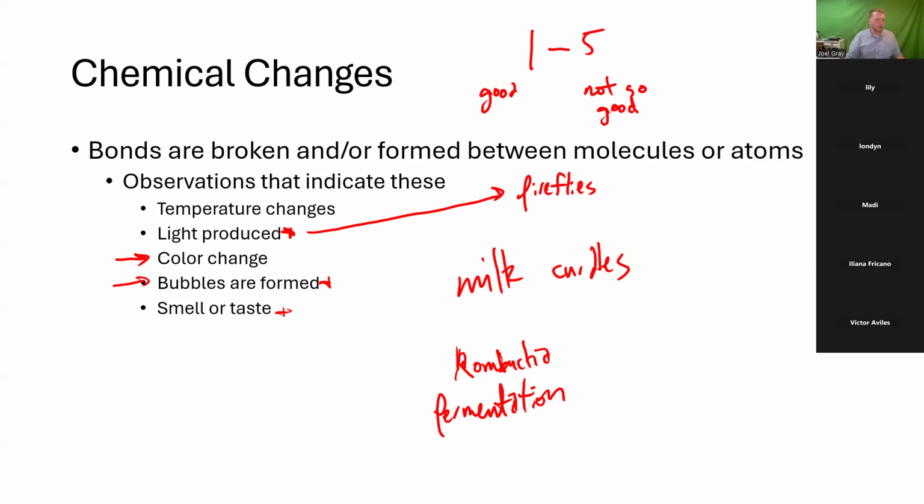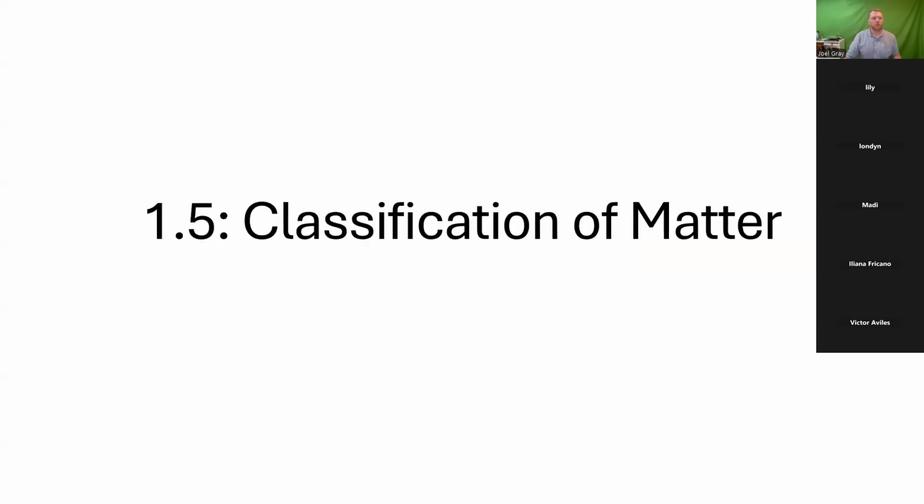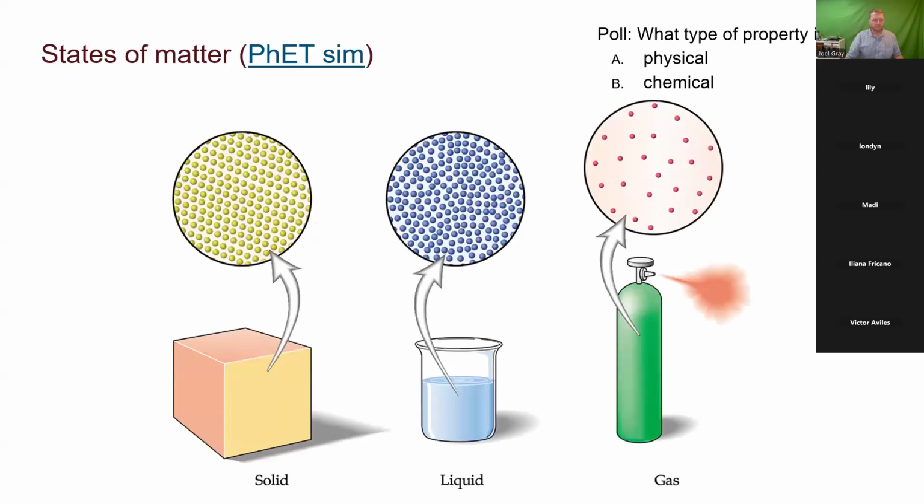Okay, now next up, we're going to spend a little bit of time on classification of matter. We've already talked about this a little bit, but we've got different states of matter: solids, liquids, and gases. Now, in some instances, you've probably heard of a fourth state of matter.